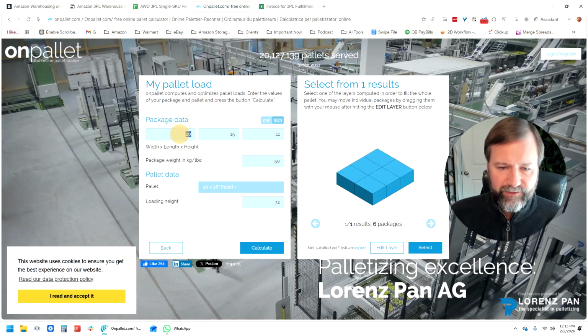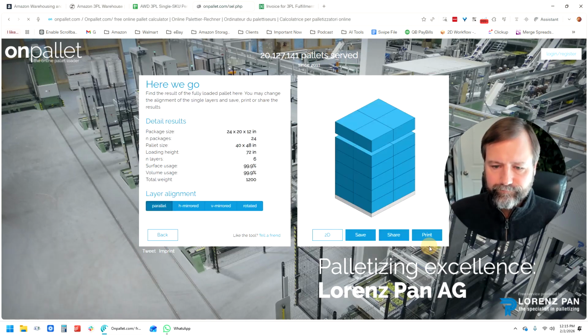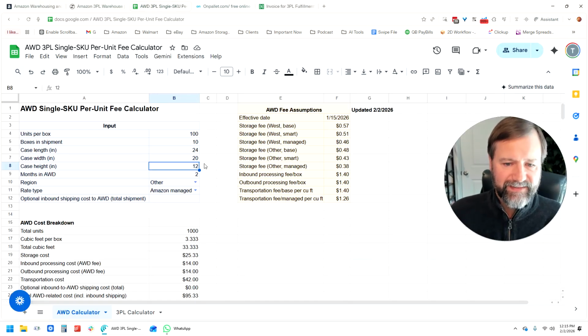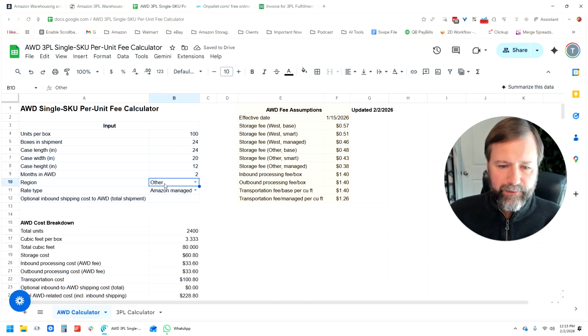But if we go back to the 24 by 20 by 12 and calculate, that is 24 packages. So let's look at 24 packages for an exact pallet here. So 24 boxes in the shipment. We're sending it to some place other than the West, so we get a little bit better rates. We're doing the Amazon Managed.